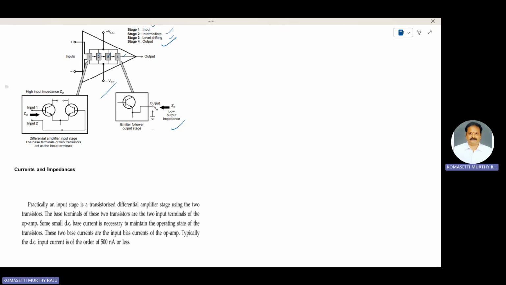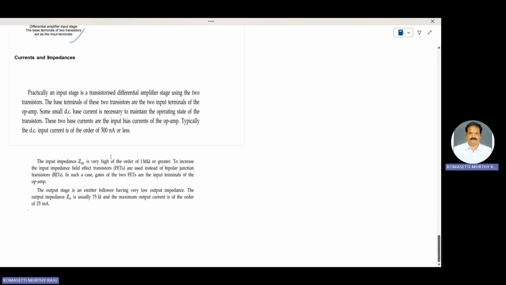The input stage is the differential amplifier configuration. Practically, an input stage is a transistorized differential amplifier stage using two transistors. The base terminals of these two transistors are the two input terminals of the op-amp. Some small DC base current is necessary to maintain the operating state of the transistor, not zero. In the ideal case, these two base currents are zero, but for operating point setting purposes, we need some base currents.